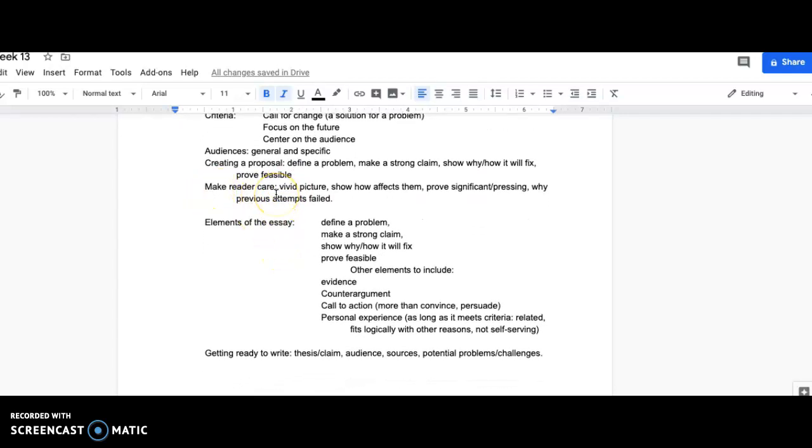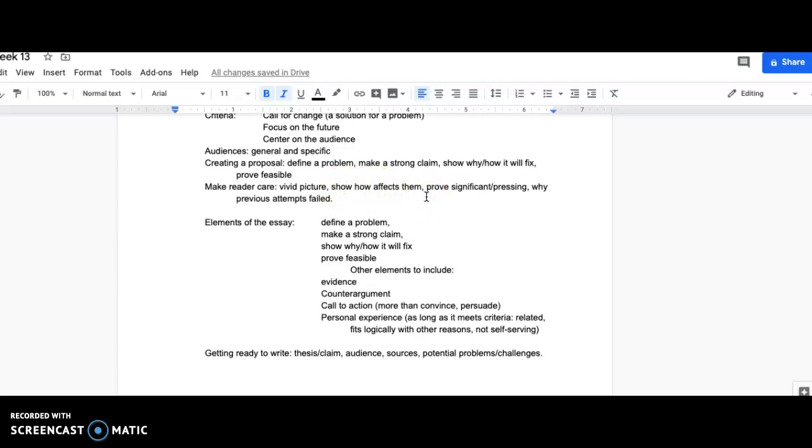But first you have to make your reader care. That's why it's so important to consider your audience. Who are you writing this for? What are their motivations? What are they concerned with? What are some of their experiences maybe? So you want to paint a vivid picture first of what the actual issue is. Be concrete. You can do this through examples, also called case studies, where you study a particular case, a particular example of this issue. Relate it to them, show how it affects them.